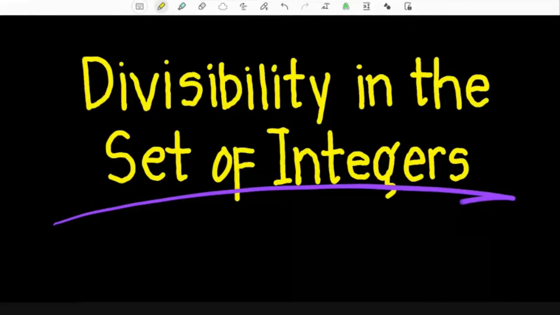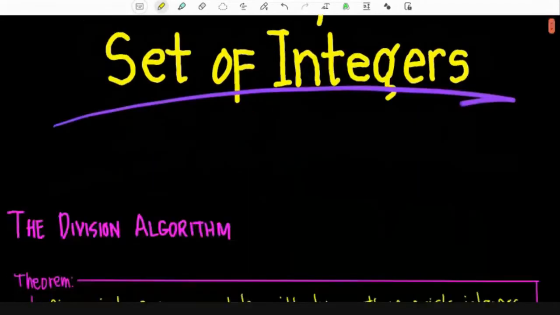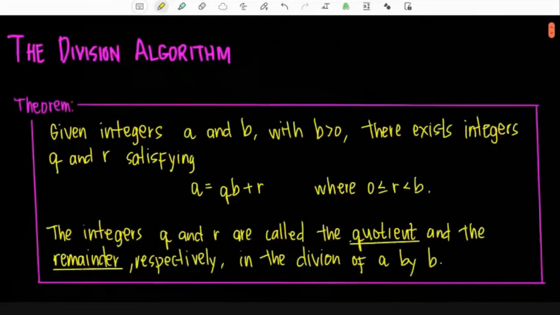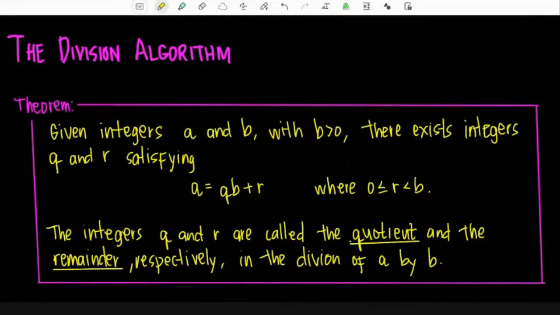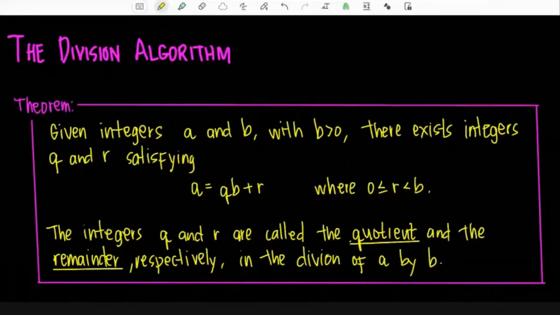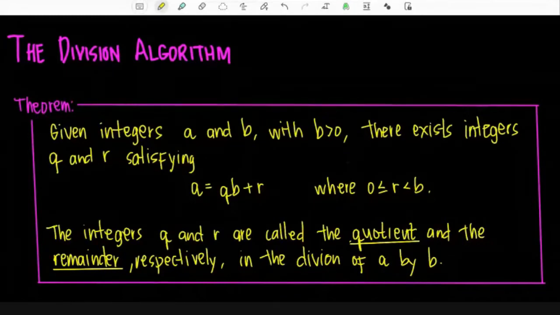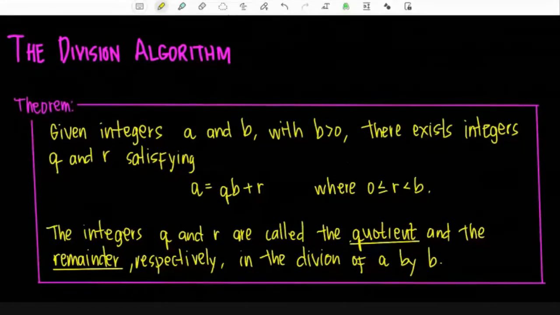Okay, so for today, we're going to discuss divisibility in the set of integers. So first, we start with the division algorithm. The division algorithm gives us a way to determine a divisor, a dividend, a quotient rather, and a remainder for a pair of integers.